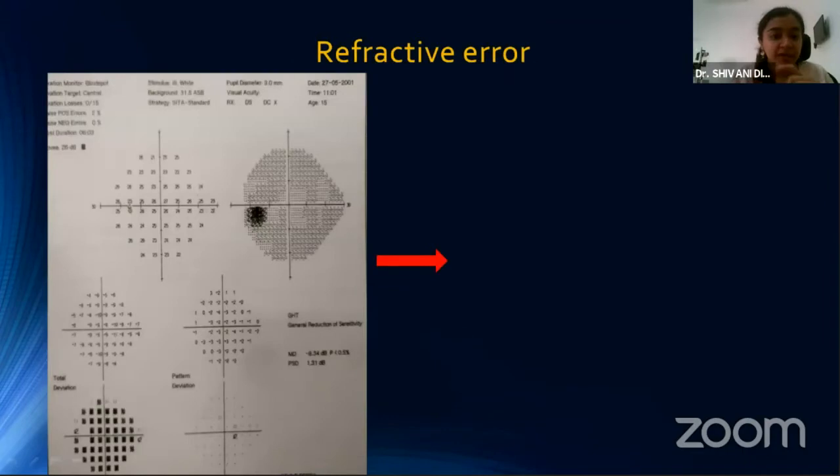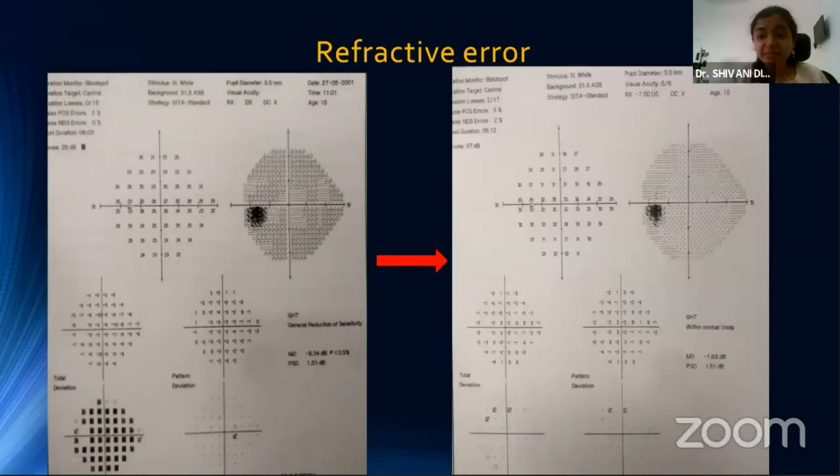I have an example here. So in this first visual field, you can see that there is generalized reduction of sensitivity. However, the visual acuity or the refractive error correction of the patient is not mentioned. Now, when the same test was repeated by correcting a refractive error of -7 diopters, we can see that we have received a normal visual field.